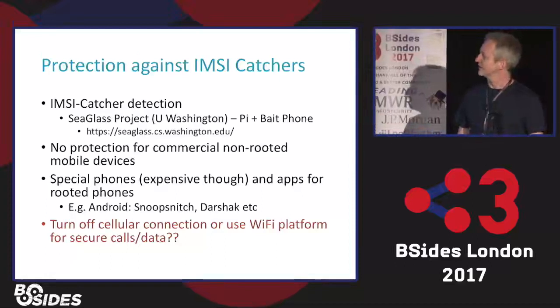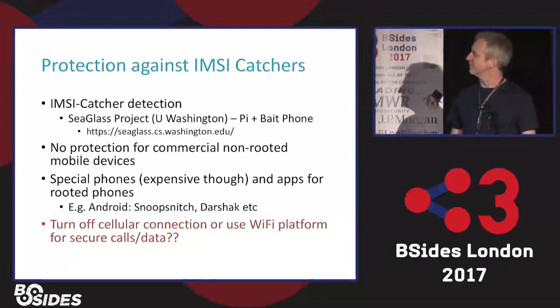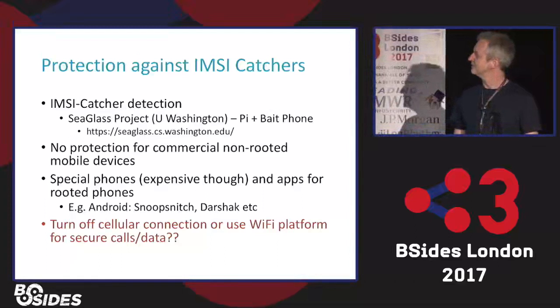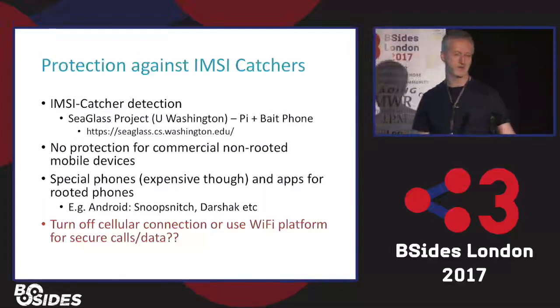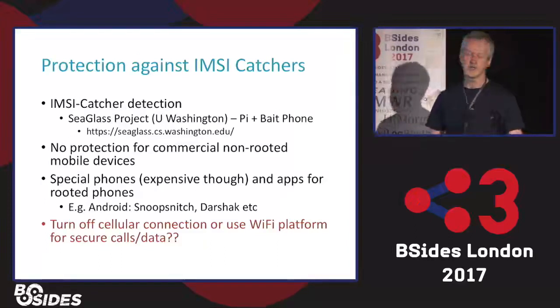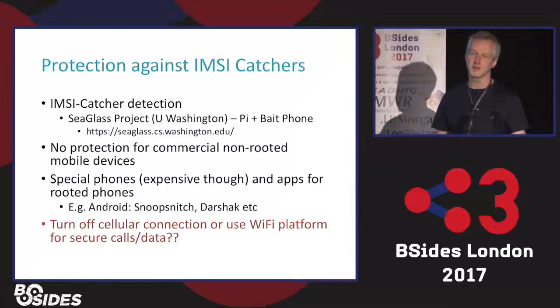There's not really much protection in terms of the actual phones themselves, non-rooted ones. Special phones, things like the Blackphone, purportedly can give you an indication of whether you're being downgraded. Then there are certain apps for rooted phones like SnoopSnitch and Darshak that basically provide you some indication and can do some mapping. Other options, not so handy.